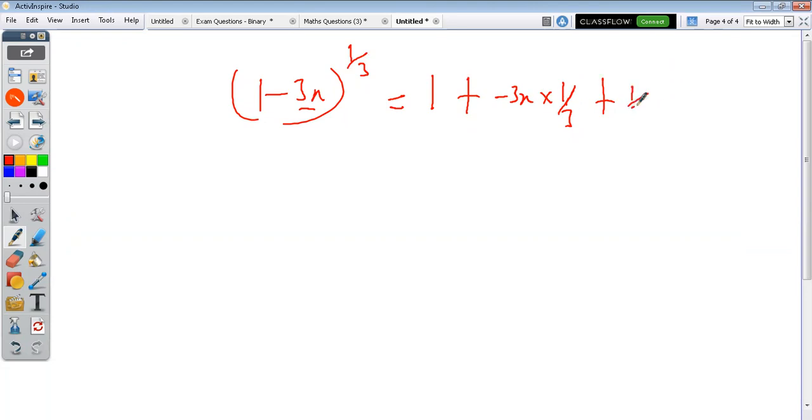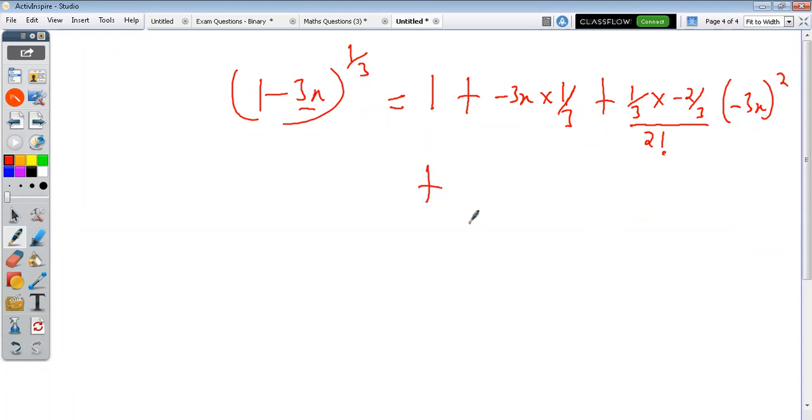So that's 1 over 3 multiplied by, what's a third minus 1? Is that negative 2/3? A third minus 1, check the formula book, that's negative 2/3, divided by 2 factorial. Yes. Multiplied by, you square this here, minus 3x squared.